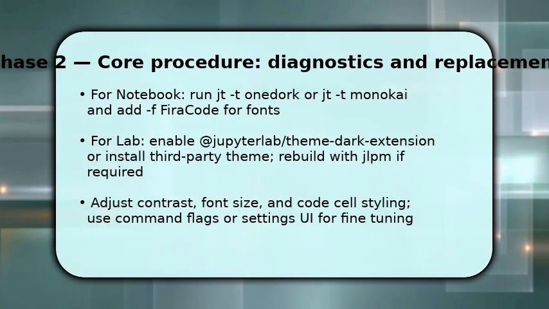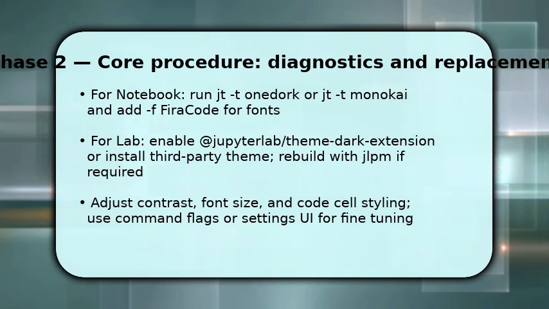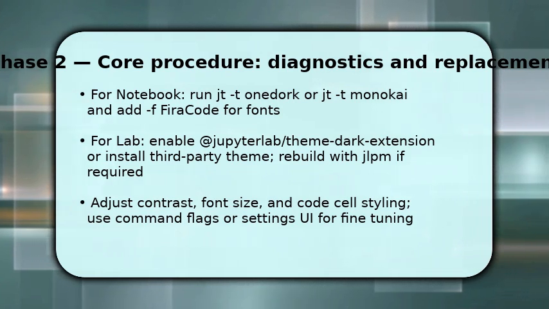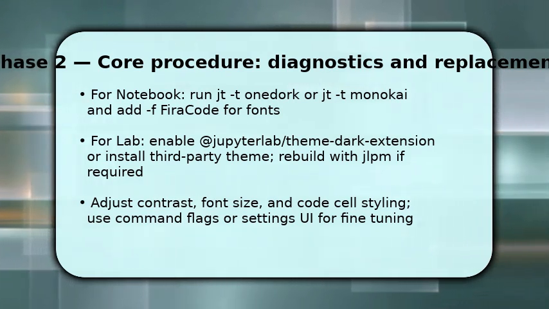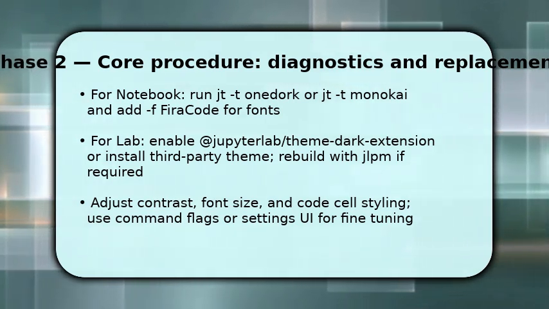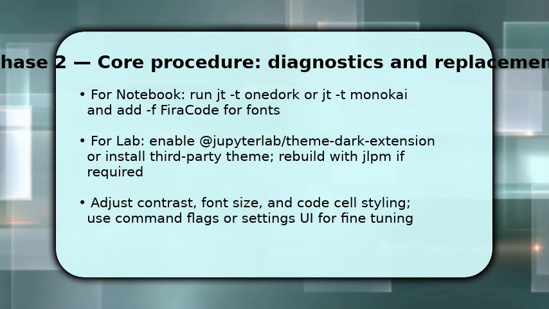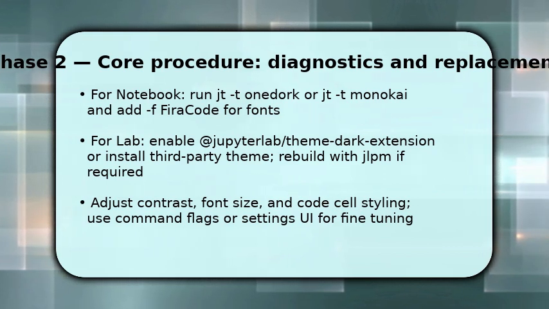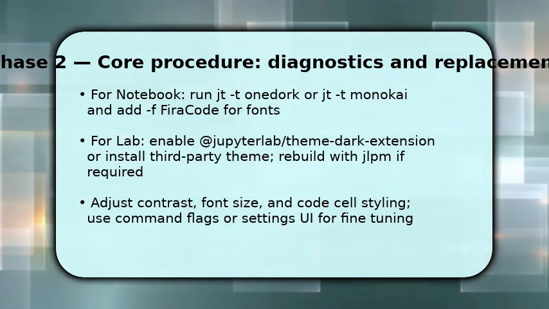Now you'll apply and customize the dark theme step by step. If you're on Classic Notebook, run jt -t oceans16 or jt -t monokai and include flags like -f firacode to set a coding font, then reload the page. If you're on Jupyter Lab, enable the dark extension or install a third-party theme and rebuild the app when prompted, which may take a minute.